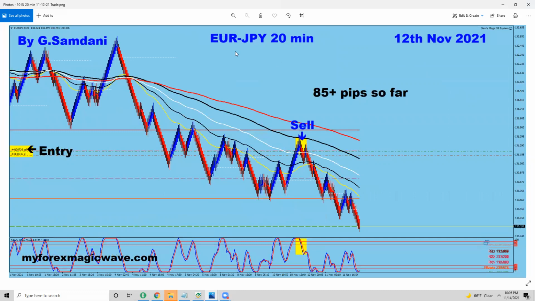And on the 12th, Euro yen, also 20-minute, 85 pips to the downside. And these are the trades, not many, but enough.